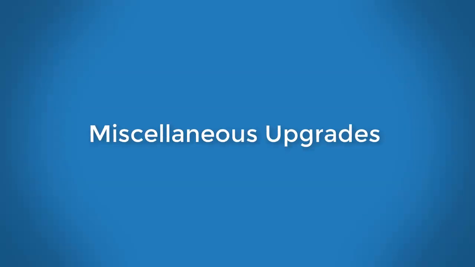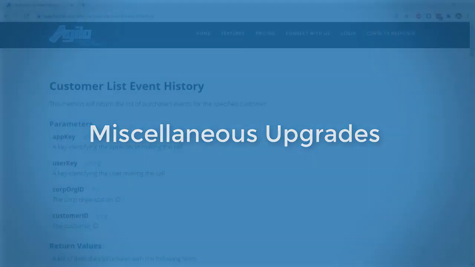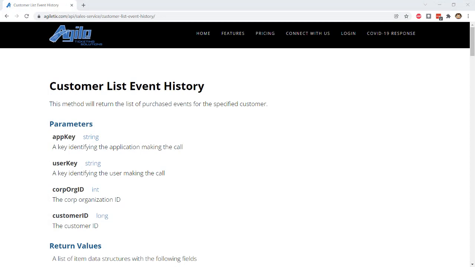The next set of enhancements on our list affect various categories of the Agile Ticketing system. We continue to evolve the system based on feedback in many different ways. Let's take a look. We have added a new customer list event history API method. This new method is used to pull information about a customer's full event purchase history. The details of this new method can be found at agiletix.com/API.